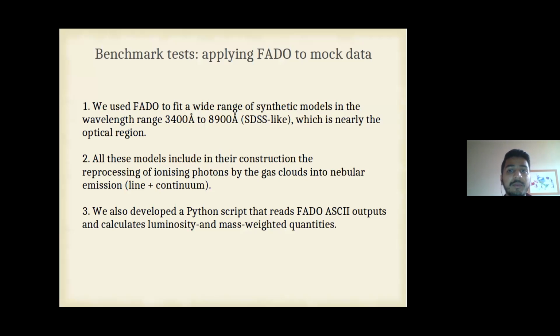Then, having created the models, we start applying FADO to this set. We decided to go for 3,400 angstrom to 8,900, which is SDSS-like, nearly the optical region. One thing to remember is that the models include in their construction the reprocessed ionizing photons by gas clouds into nebular emission, which is a line in the continuum. We also developed certain Python scripts to calculate the output from FADO.